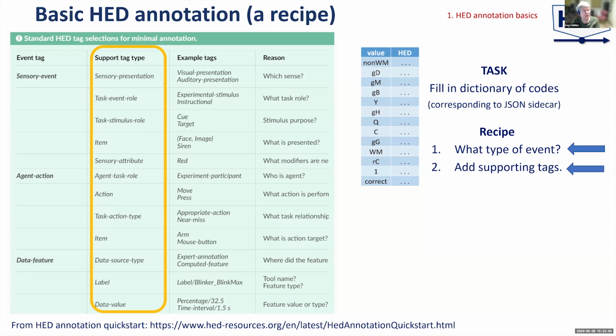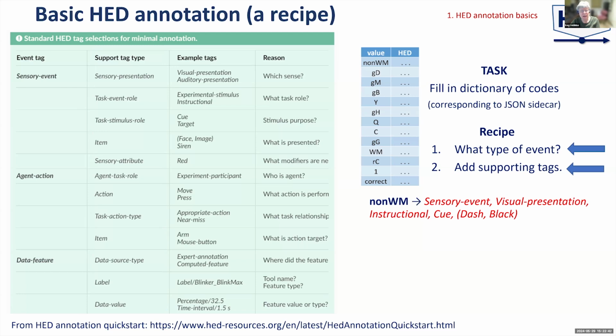And then there are some example tags. So for example, non-WM turned out to be the presentation of a dash to get you to say, okay, get ready, we're going to start this memory task. And then it's a visual presentation, it's instructional, it's a cue, and the thing that was presented was a dash. Another example is the correct, and that gives a beep if you did it right. It's another sensory event, but it's an auditory presentation, and its role is feedback, and it was a beep.